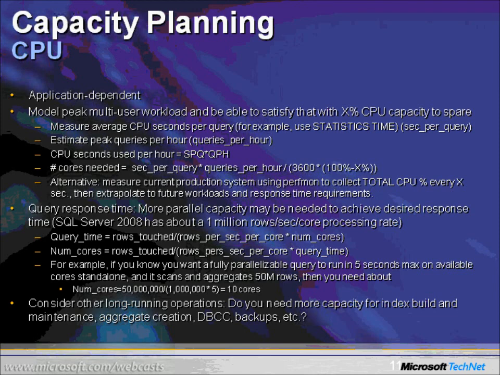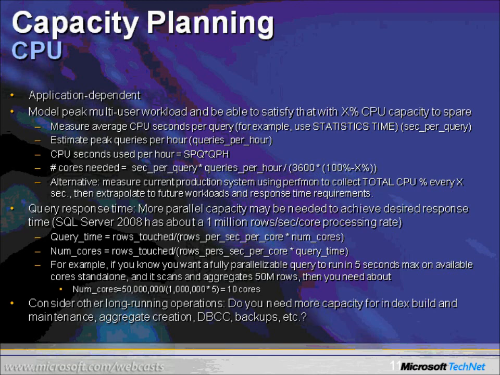So you can look at the query time. The query time is going to be rows touched by the query in the fact table divided by rows per second per core, which is 2 million, times the number of cores. That's a very rough, crude way to estimate the response time of a star join query. Based on that, you can calculate how many cores you're going to need for a specific response time.